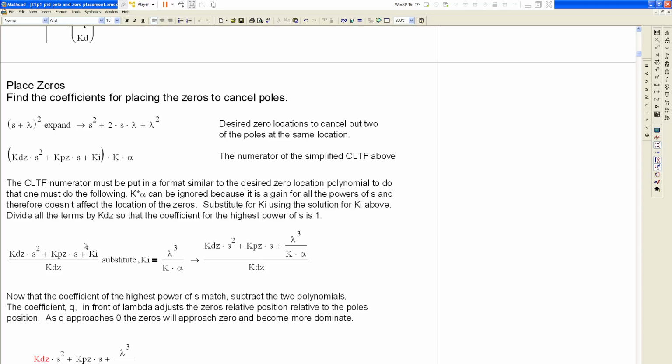So what I need to do is here is the equation from above. I don't need the K and the alpha because that doesn't affect the zeros. And I need to divide by the derivative term in the forward path, so that the second power of S has a coefficient of 1. So this will be Kpz over Kdz times S and Ki over Kdz. And then I'm going to make a substitution for Ki, and this is from the symbolic gain from up above. And the Ki never changes, whether it's in the forward path or the feedback path.